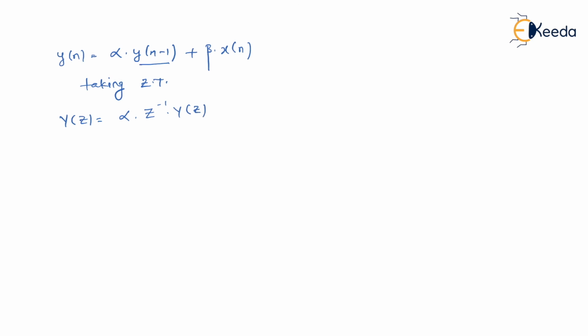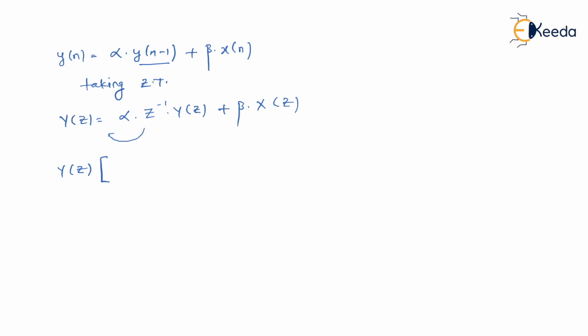So let me copy the relation between y(n) and x(n) that they have given already. So y(n), they have said, is equal to alpha times y(n minus 1) plus beta times x(n). Taking z transform on both the sides, you'll get Y(z), which is equal to alpha times, using the time shift property, it would be z inverse times Y(z) plus beta times X(z). Is that right?